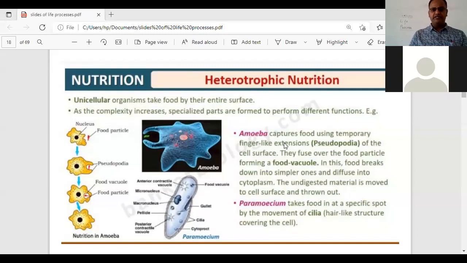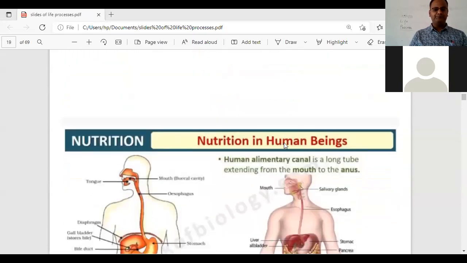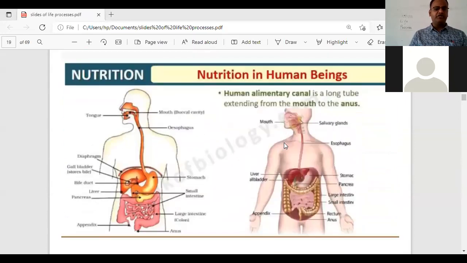And now, students, we will be starting with the process of nutrition in case of the human being. This is a very, very important part. Also, in the board examination, the diagram of the human alimentary canal is very significant. Now, students, whenever we are going to discuss the process of nutrition in the human being, we have to first know about its different parts, that is, what are the parts of the human alimentary canal.